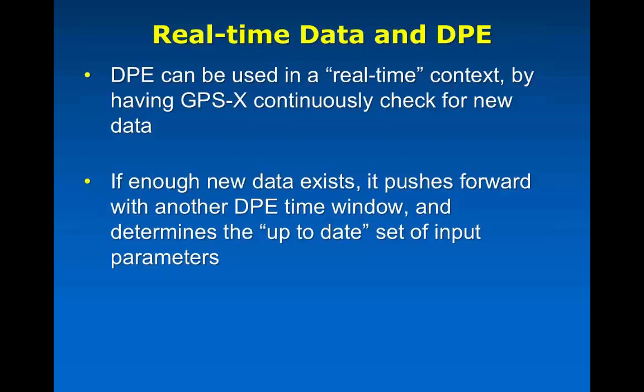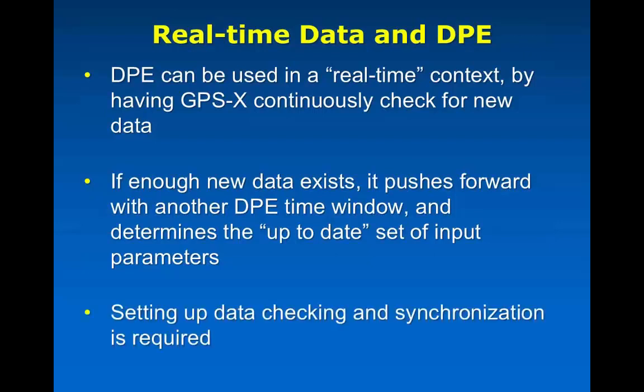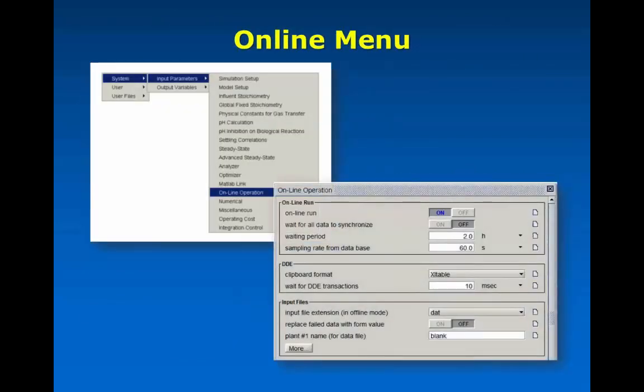Every time new data comes in, GPSX comes to life, does an auto-calibration, finds that new value of that parameter, and you know that that's now the new value for real time as it was in this most recent window of data. Now, it takes a little bit of effort to set this up and get it working the way that you need. There's a lot of data checking and synchronizing with the files, and a lot of that information is available in the GPSX online menu, which is in the input parameters menu from the general data system menu. And it looks like this.